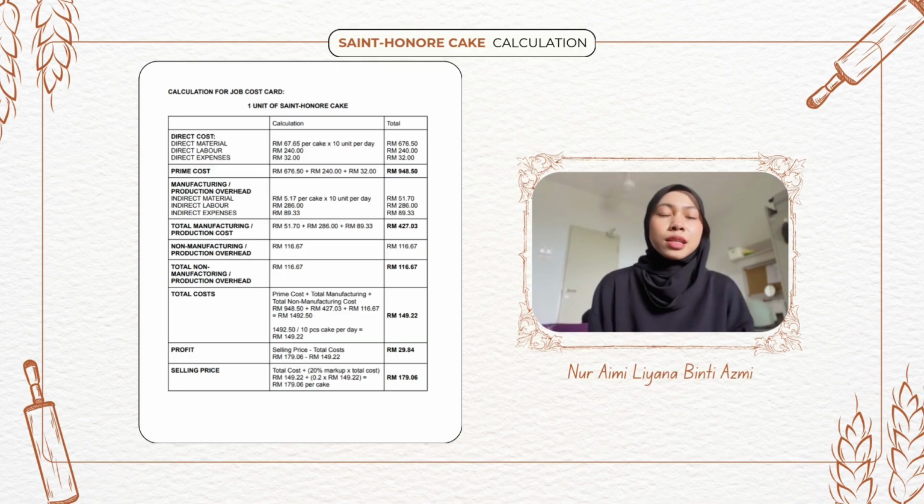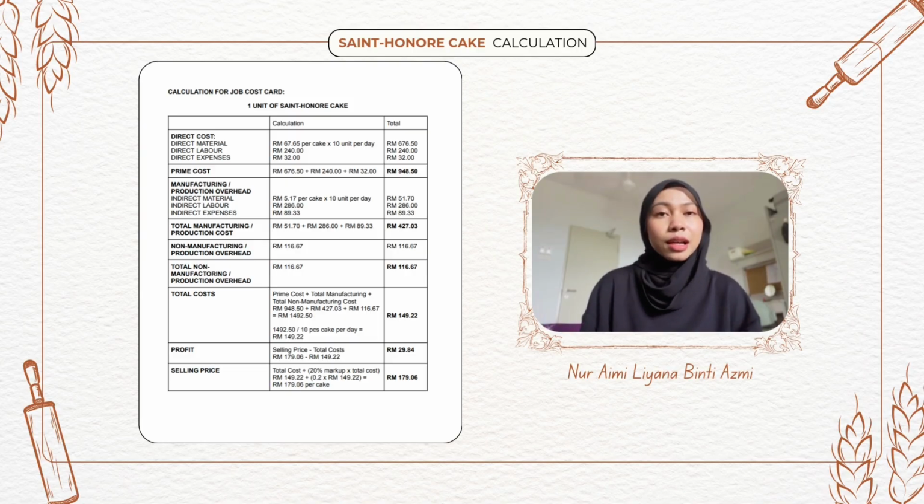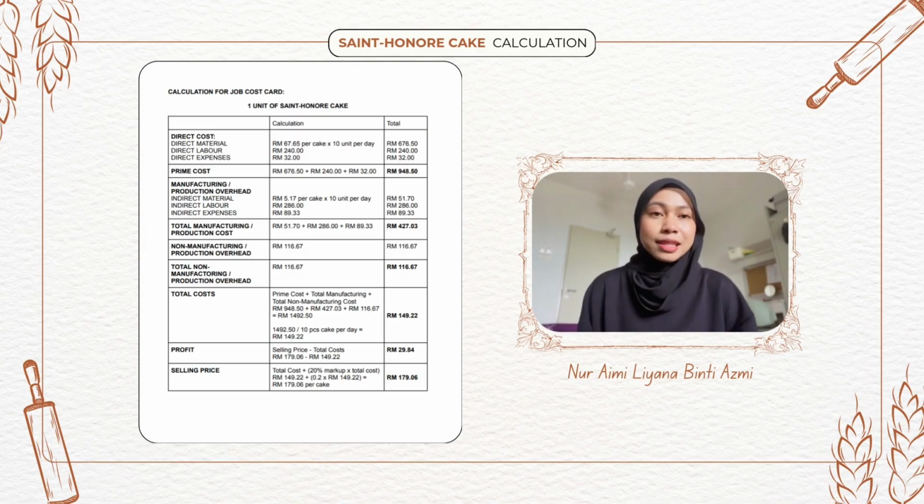For the selling price, the formula is total cost plus 20% markup times total cost. Our total cost is 149.22 plus 20% of 149.22, so we get 179.6 for per cake. So the selling price for 1 unit of Saint Honoré cakes is 179 ringgit 60 cents.